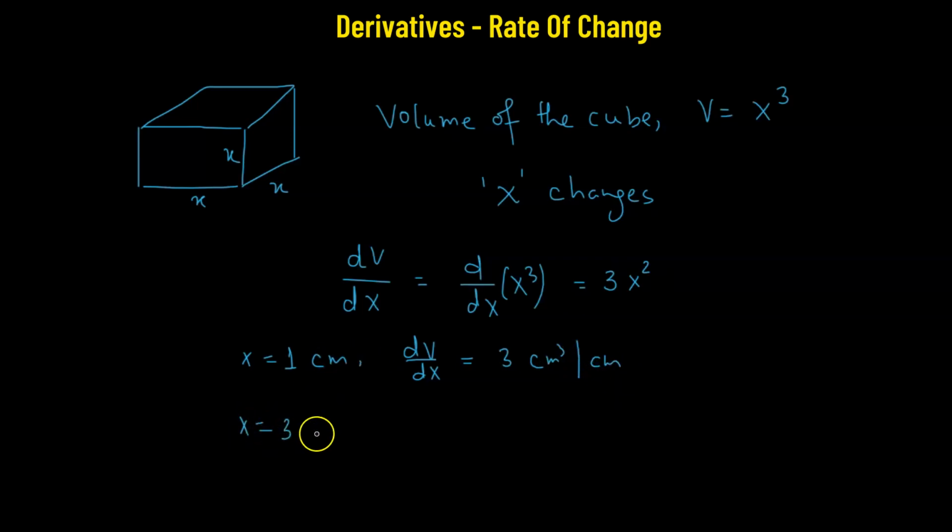If x equals 3 centimeters, then dV over dx, the rate of change of volume with respect to its edge, will be 3 times 3 squared. So this is 27. So we say that the volume is increasing at the rate of 27 centimeter cubed per centimeter change in the edges. So this is the meaning of the instantaneous rate of change.